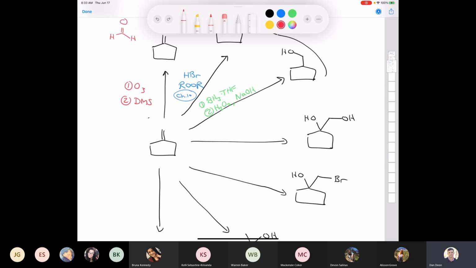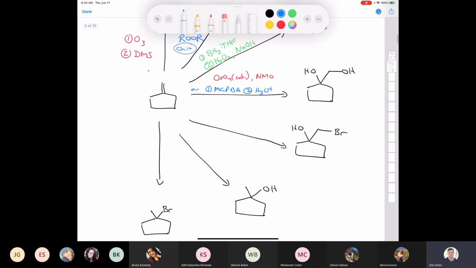We'll put down here OsO4, catalytic, so a catalytic amount of osmium, and NMO, which is N-methylmorpholine N-oxide. If you remember, I mentioned an N-oxide briefly. And we'll put here MCPBA followed by hydronium. Either one of those would work. And if you want to put potassium permanganate, sodium hydroxide, cold temperature, that works too. But this is just a dihydroxylation.